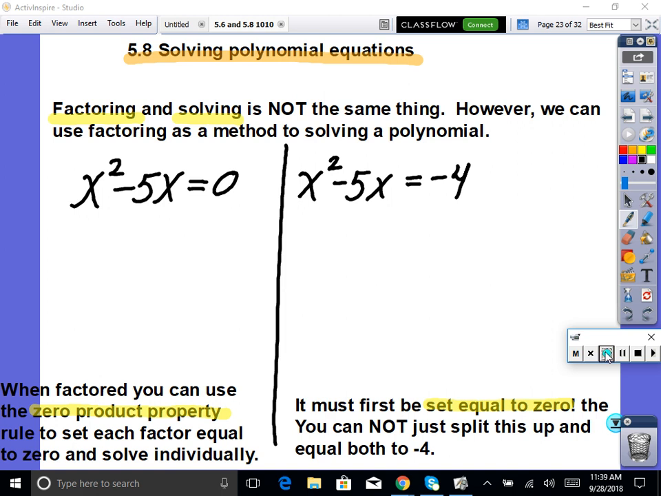Everybody, did you hear the first rule? No. Anthony's distracting. Standard form, 0. Then factor it, set it equal to 0, and solve.